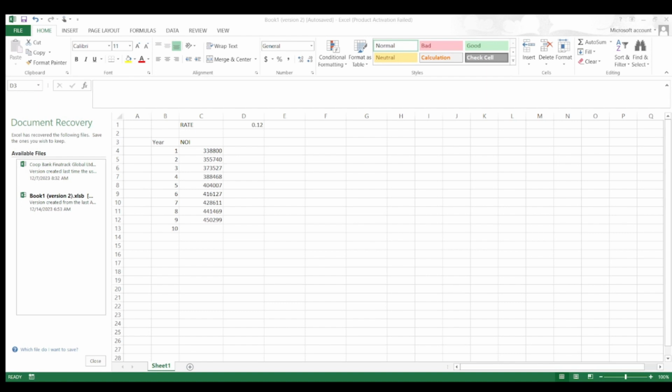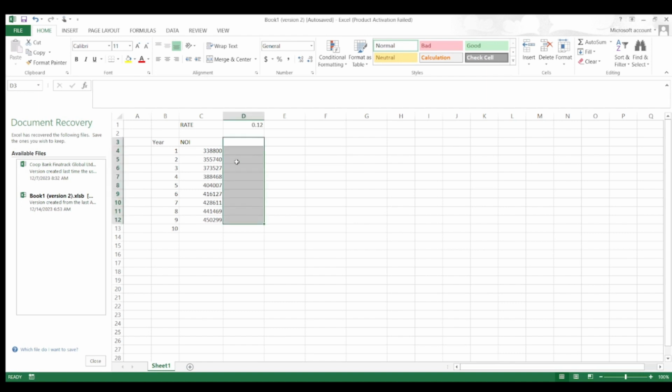So for us to get the present value of the ABC apartments, we need to add the present value of each net operating income plus the present value of the reversion amount, which is also referred to as the resale price, or rather, the resale value.